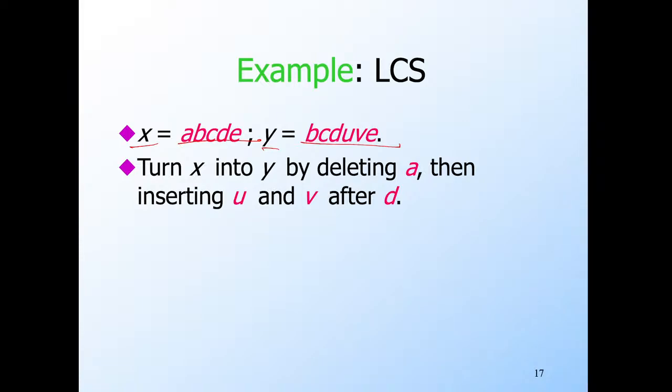First you need to delete this A, right? And then B, C, D are the same, so you need to insert a U here, and then you need to insert a V. So that means you need 1 deletion and 2 insertions, which means 3 differences. So the edit distance is 3.